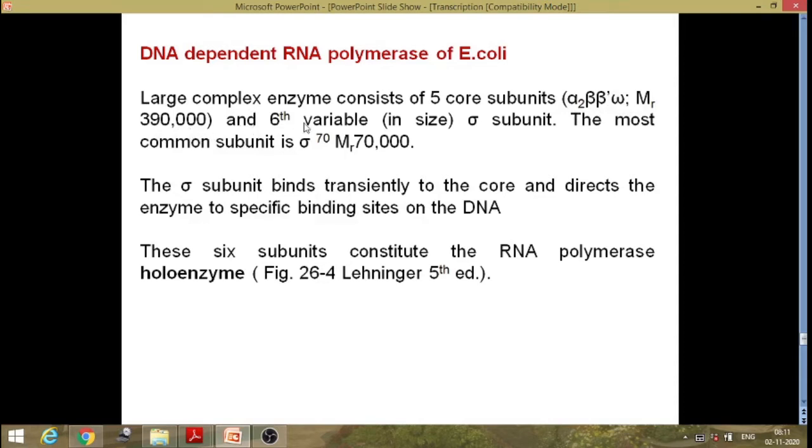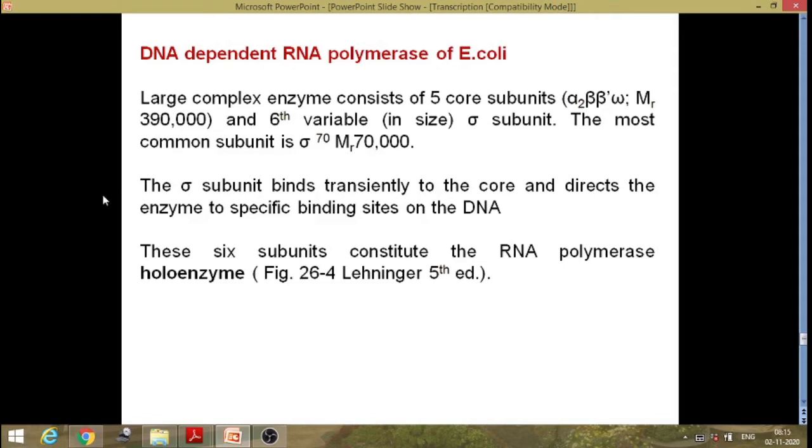And there is a 6th subunit which is variable in size, and that is the sigma subunit. There are a number of sigma subunits in E. coli. The most common is sigma 70. The molecular weight of sigma 70 is 70,000. So the 70 represents the molecular weight of the sigma subunit. Let us have a look at the different sigma subunits of E. coli.